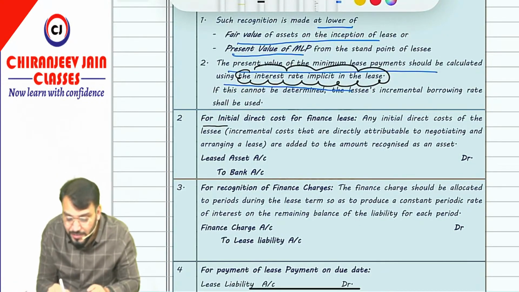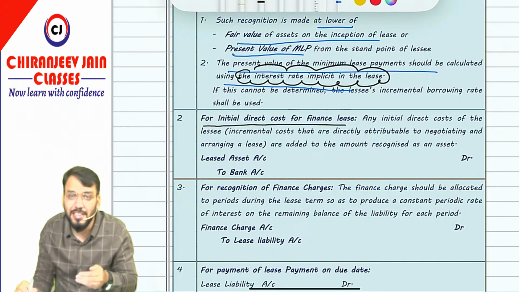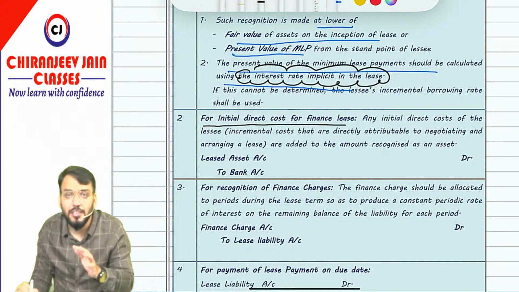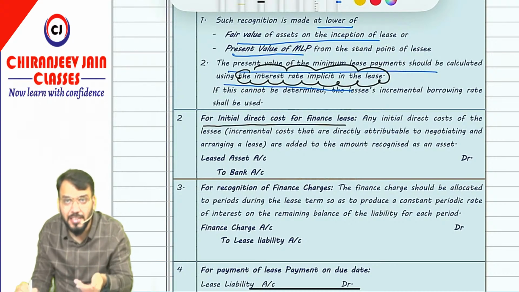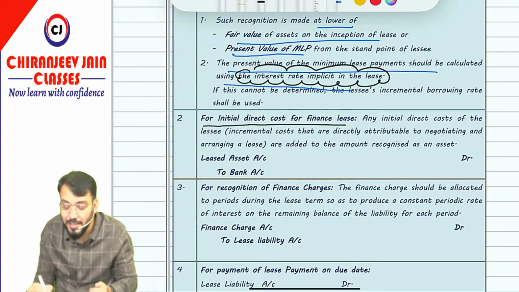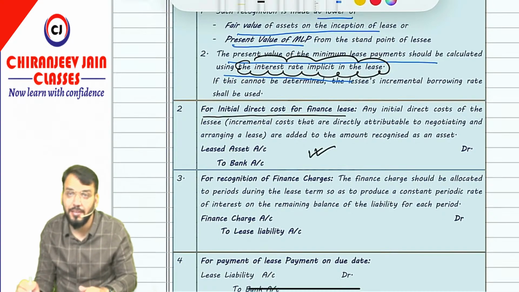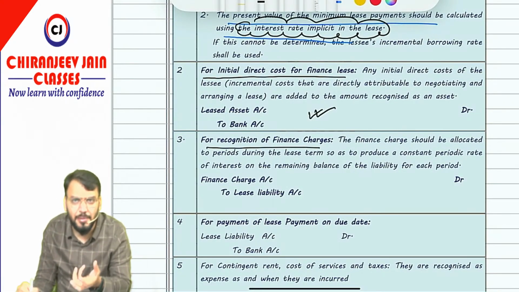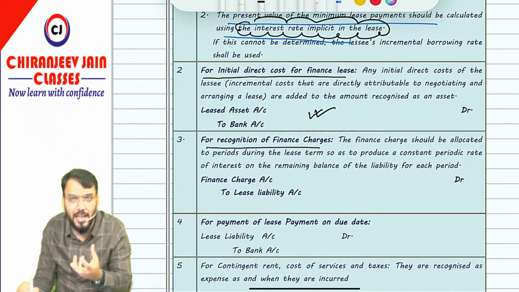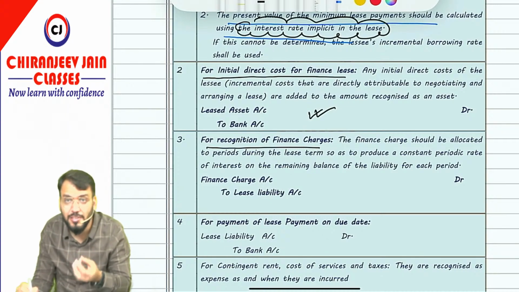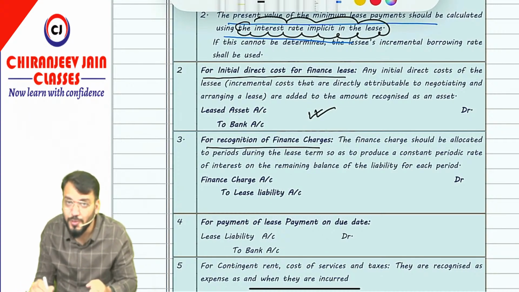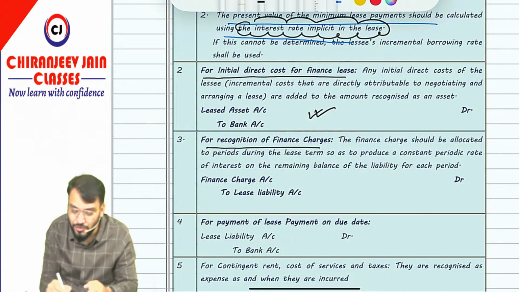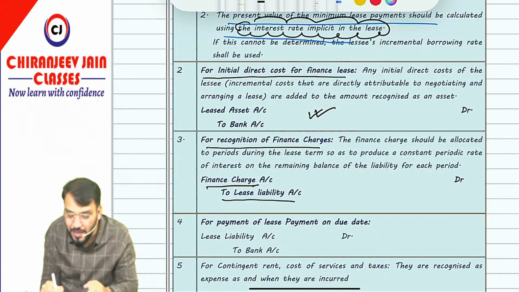Now for initial direct cost for finance lease, suppose any initial direct cost is incurred by the lessee, so that initial direct cost will be capitalized to the lease asset. We will pass one journal entry: lease asset account debit to bank. Then for recognition of finance charge, the lease liability or lease payment will include some interest component. So we recognize finance charges. The journal entry: finance charges account debit to lease liability.